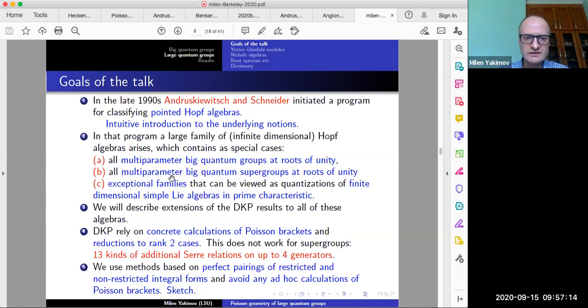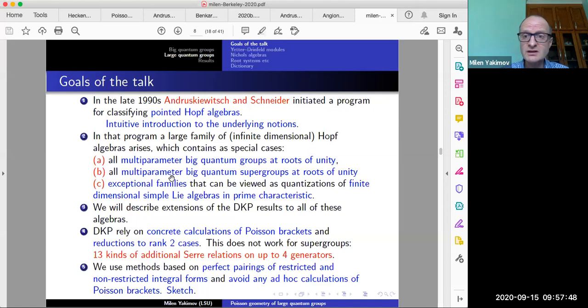For instance, there is a 34-dimensional Lie algebra of Kac and Weisfeiler defined in the early 70s, and it has a quantization that is a certain Hopf algebra defined with respect to some roots of unity. So in all this, we're going to describe extensions of the De Concini-Kac-Procesi results to all of these algebras. In particular, we'll have extensions to all quantum supergroups at roots of unity, big quantum supergroups.